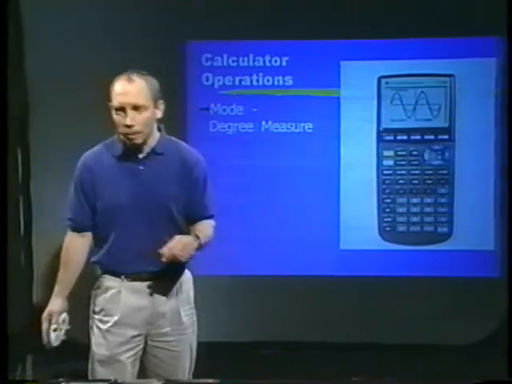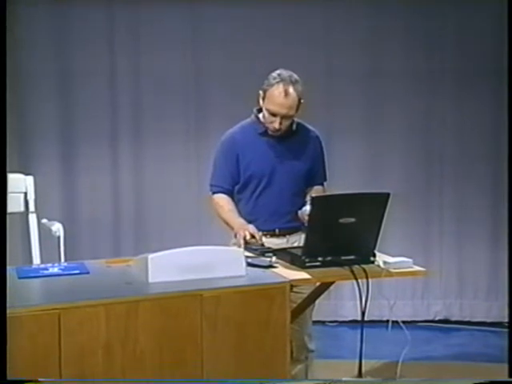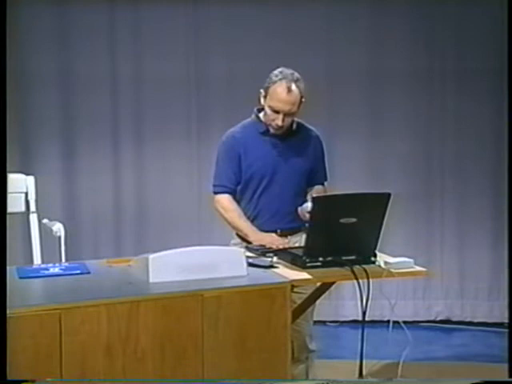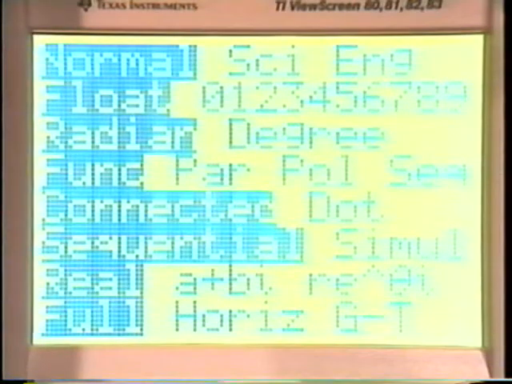What I'd like you to do, I'm going to walk over to the calculator now, and we're going to get it into degree mode, we'll call it. Okay, so let me turn this bad boy on. And I'm going to hit the mode button. Now, how am I going to get this in degree measure? I'm going to move down to the third line. As you can see, I'm moving down using the cursor buttons. I can either be on degree or I can be on radian. I'm going to move over to degree using the right cursor, and I'm going to hit enter.